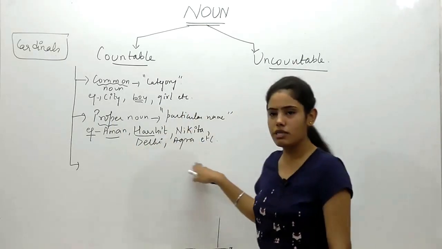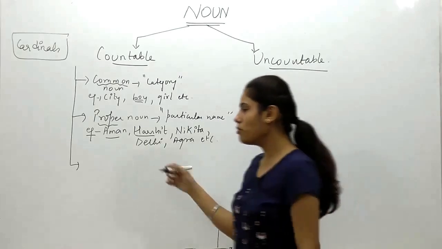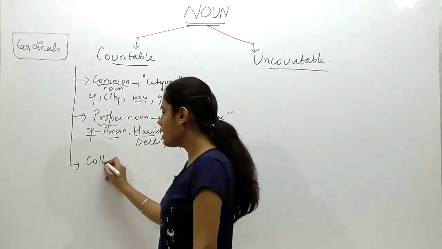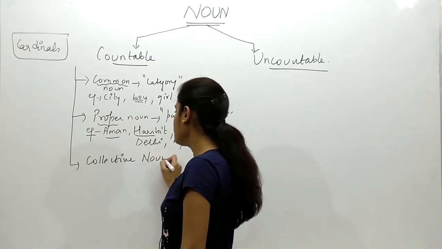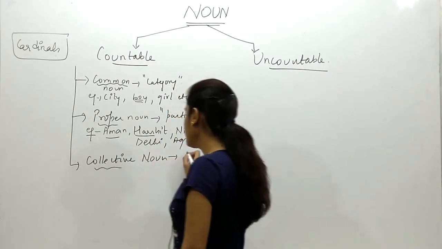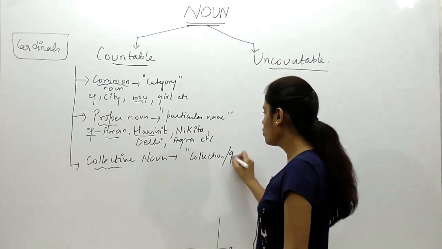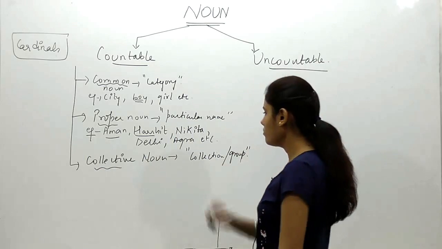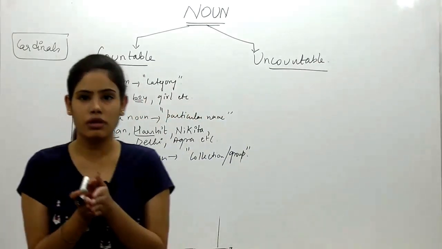Similarly, Aman, we say Nikita and Delhi and Agra etc., right? These are proper nouns. Whereas the third type of countable noun is collective noun. Collective states collection, which states group. Collective noun is basically a group.